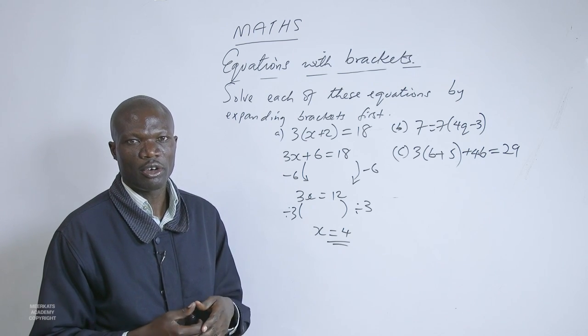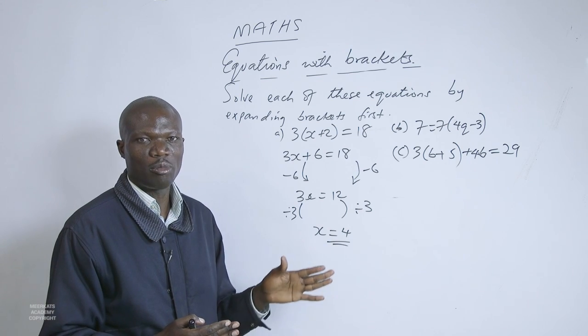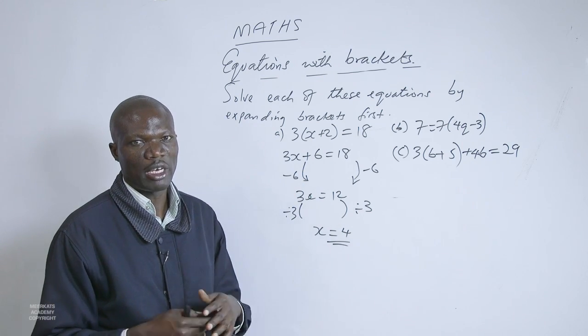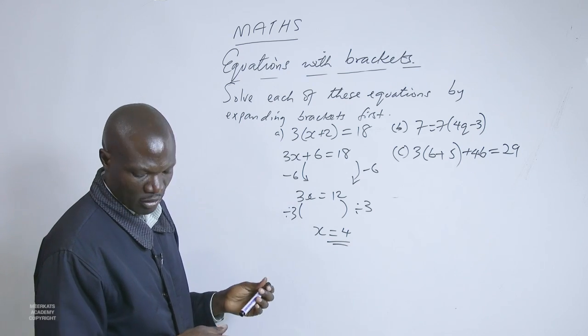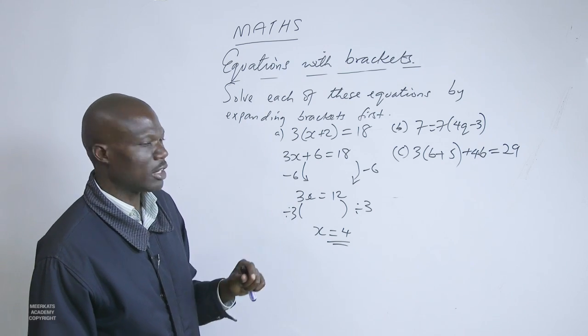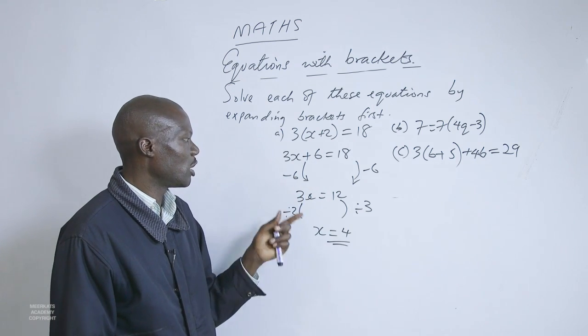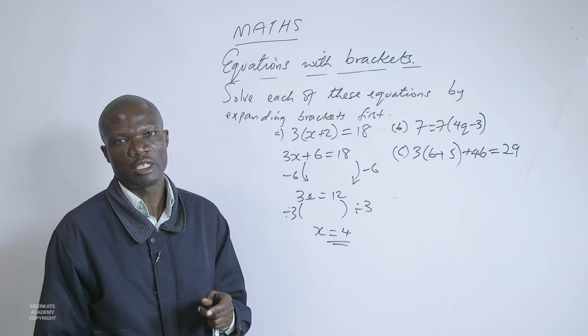As I told you earlier on, you can always check your answer by substituting in the equation and confirming that it gives you an equivalent equation. That is it for the first one. That's how we are supposed to approach it. We expanded using the distributive law to get this one, and then we moved systematically.